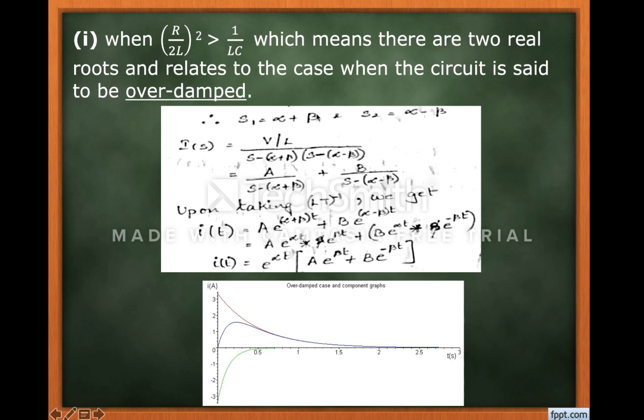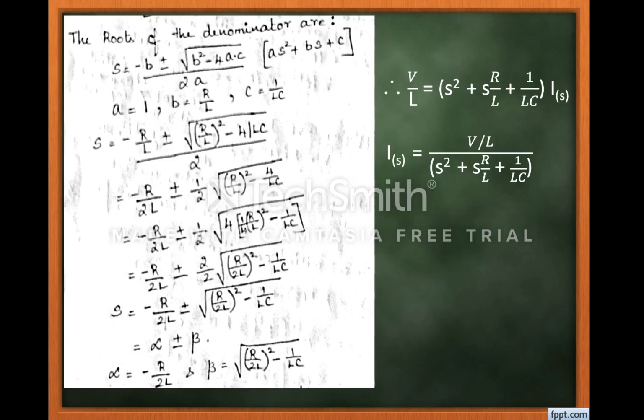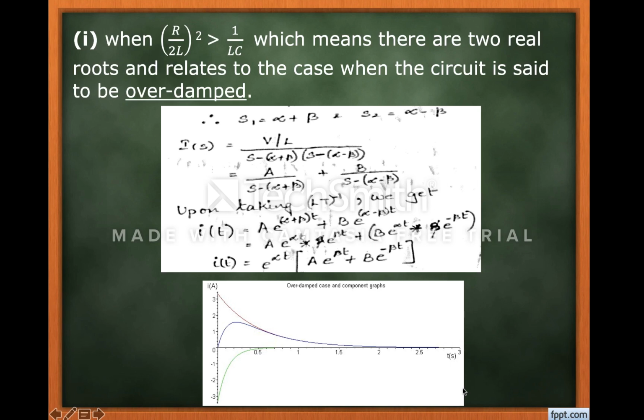The first case is when the value under the root is positive. It means that (R/2L)² is greater than 1/LC. So the values under the root are positive. When it is positive, we say that the roots are real and distinct. So two different roots we get, and that kind of system we will call an overdamped system. Why? Because we have got two terms, s1 equal to alpha plus beta, the other one as alpha minus beta. Two roots, unequal roots, distinct roots.